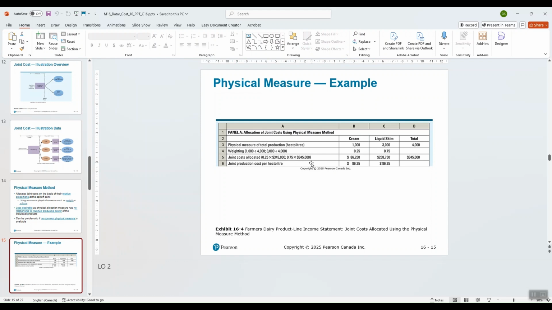After we do that, if we want to calculate the cost per hectoliter for these products, we simply take the cost that we allocated divided by 1,000 here, which becomes 86.25, and here divided by 3,000 is 86.25. Technically, you will come out to the same cost per hectoliter because we allocated with the same proportions. Even if we do 345 divided by 4,000, you're going to get 86.25. But this is the right way of putting it together, so that you know how much is supposed to be allocated.